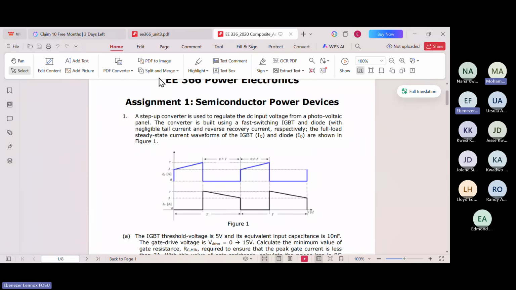The question says a step up converter is used to regulate the DC input voltage from a photovoltaic panel. The converter is built using a fast switching IGBT and diode, both with negligible tail current. So the IGBT has no tail current, and the diode has no recovery current. Full load steady state current waveforms of the IGBT and diode are shown below.